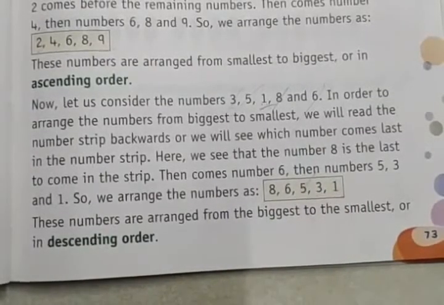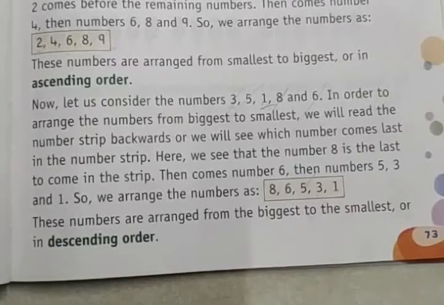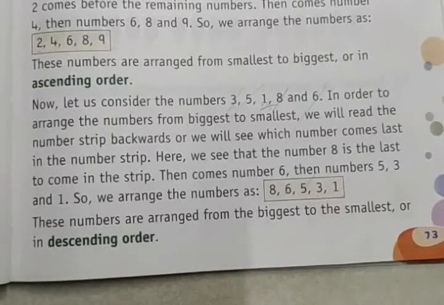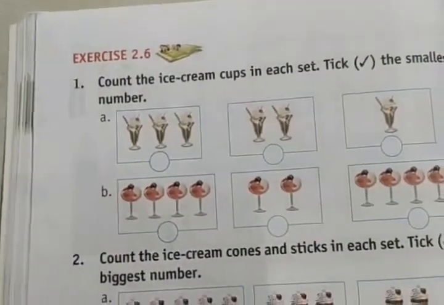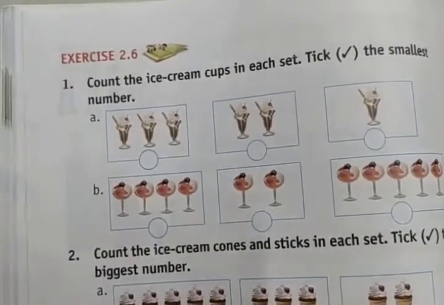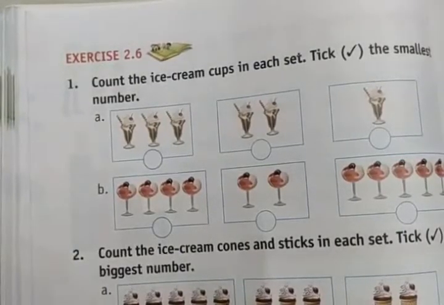These numbers are arranged from the biggest number to the smallest, so they are in descending order. It means arranging the numbers from biggest to smallest. This arrangement is called descending order. Followed? I'm sure that you have followed these concepts. We'll work on some examples. We'll do some exercises based on this concept so that you can get thorough with it. Okay? Followed? Clear? Alright.